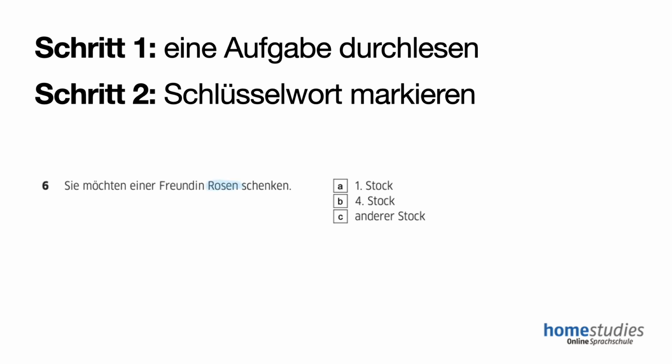Now let's have a look at the possible locations. The first floor, the fourth floor, and all the other floors. During the exam, I suggest that you only check the possible locations from A and B. If you haven't found a suitable place where the wanted item is found, cross C and head to the next task. Let's check this task together.